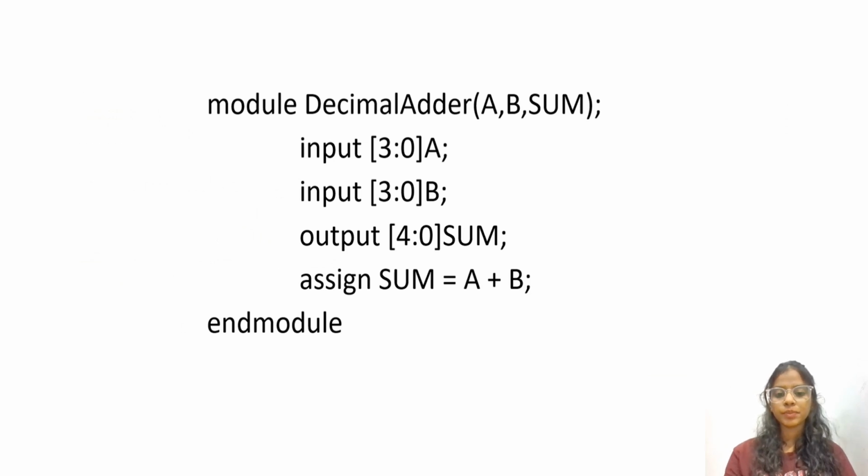This is the 4-bit decimal adder program. Input A is [3:0] A and input B is [3:0] B. This declares 4-bit inputs A and B, assuming each input represents a decimal digit in BCD form. And the output [4:0] sum declares a 5-bit value. The output sum is expected to store the result of the addition. Assign sum equals A plus B performs the addition of A and B in the module.